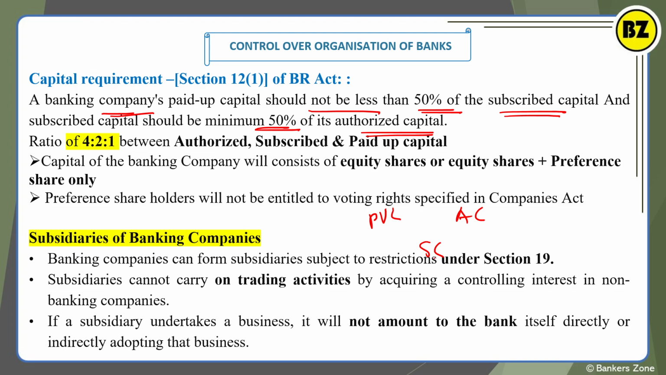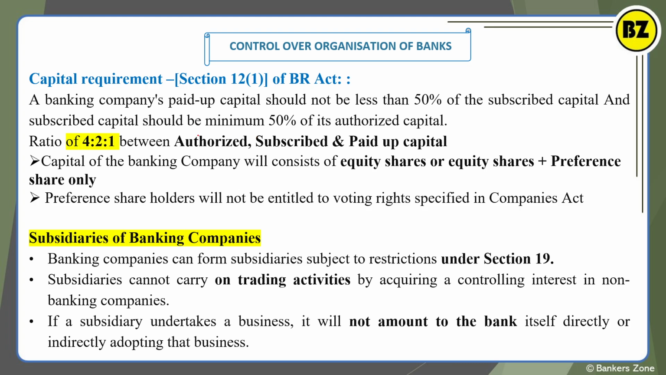So basically, see, it is very simple terms. Paid up means how much money you have got, right? Authorized means how much you are authorized to get as shares. For example, you are authorized to raise 500 crores. That is what authorized capital is. Subscribed capital means out of that, how much people have subscribed. Like for example, an IPO, you subscribe to it, very simple terms.